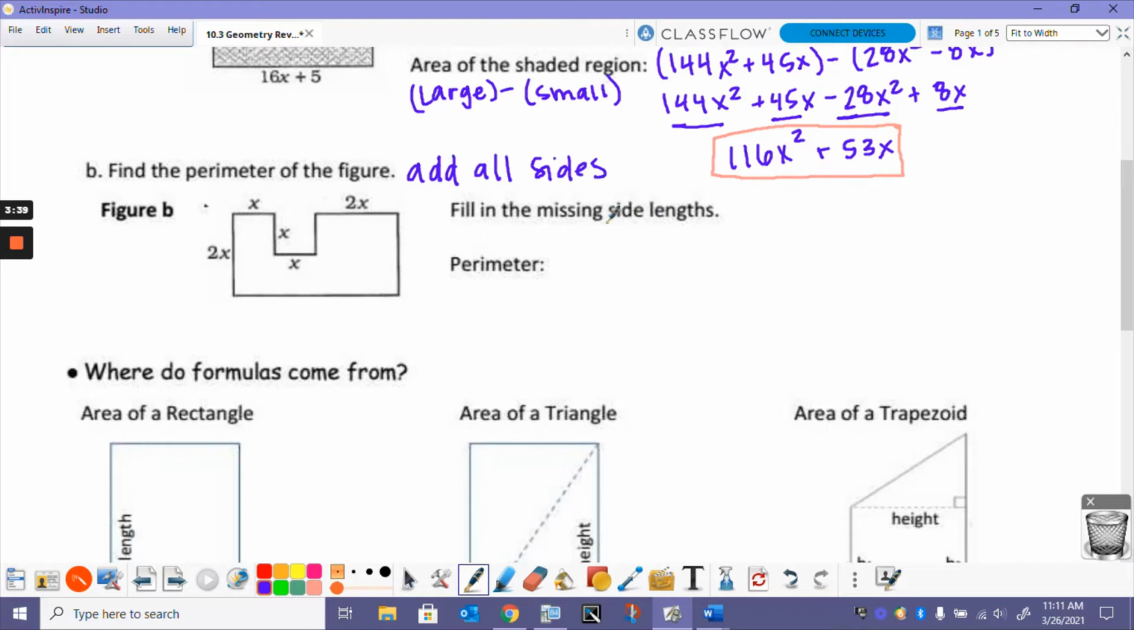All right, so the first part tells us to fill in the missing side lengths. Well, we know that rectangles are going to be equal on each side, right? So if this line is 2x, then this side is 2x. All right, and if this part going down is x, then this side is x. But we need to figure out what the bottom of this rectangle is, right? So we know that if this were a line right here, it would be equal to x. So we have x, x, and 2x, so 4x. So that means that our bottom is 4x.